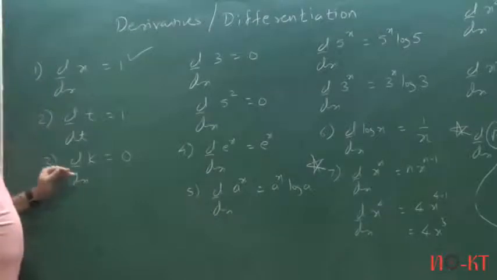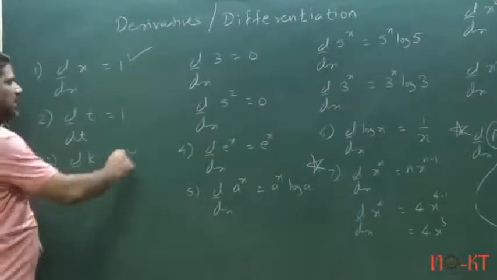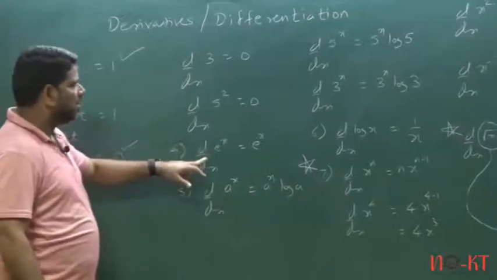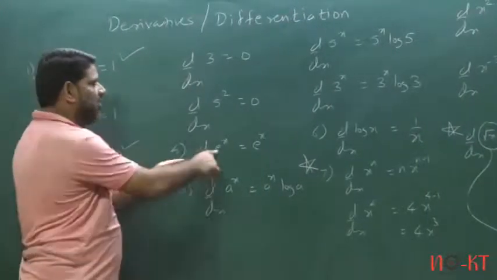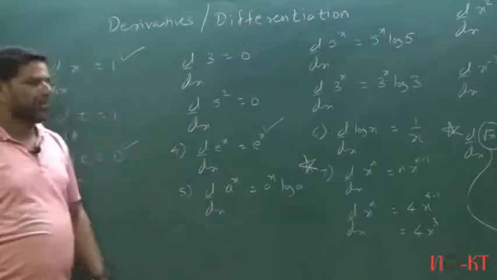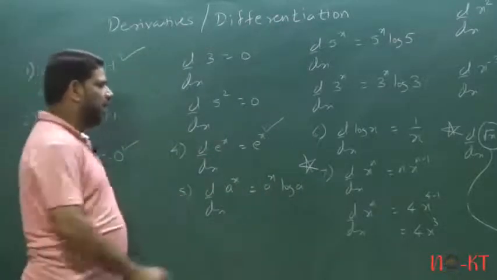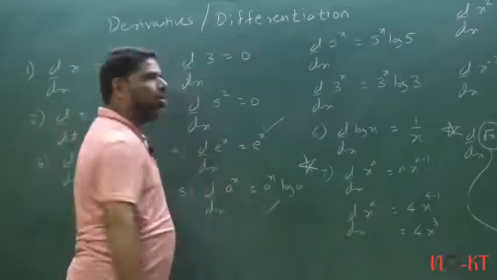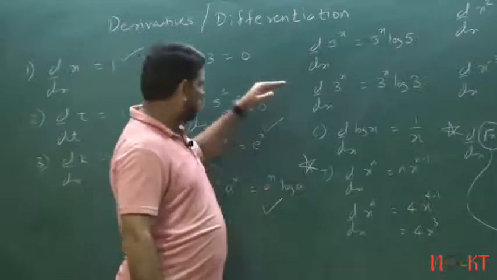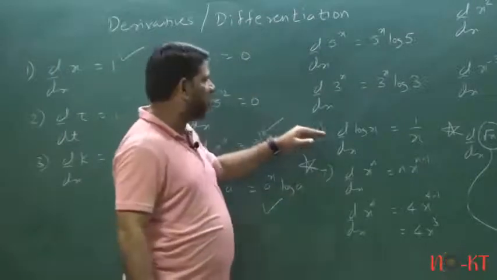Second formula. Derivative of a constant, that is k, is 0. Formula number 2. Third formula. What was third? In this one, it was the derivative of e raised to x. That was directly e raised to x. Formula number 3. Derivative of a raised to x. What was that? a raised to x into log a. Formula number 4. Next, formula number 6 it is given. It is normally 5, you can say.